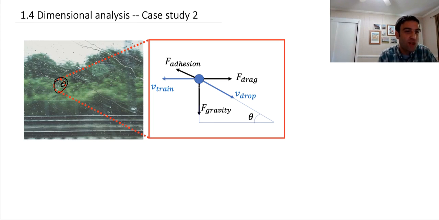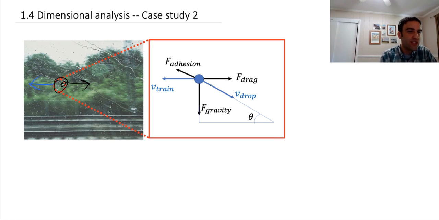Well, on the one hand, gravity is always trying to pull it down. Right? So that's one force. On the other hand, the air whooshing past it has this drag force associated with it, and it's trying to push it. If the train is moving this way, then the force of drag is directed exactly opposite. Right? And then, of course, there's this adhesion force, the fact that the droplet is sticking to the window, and it's almost like a friction force.